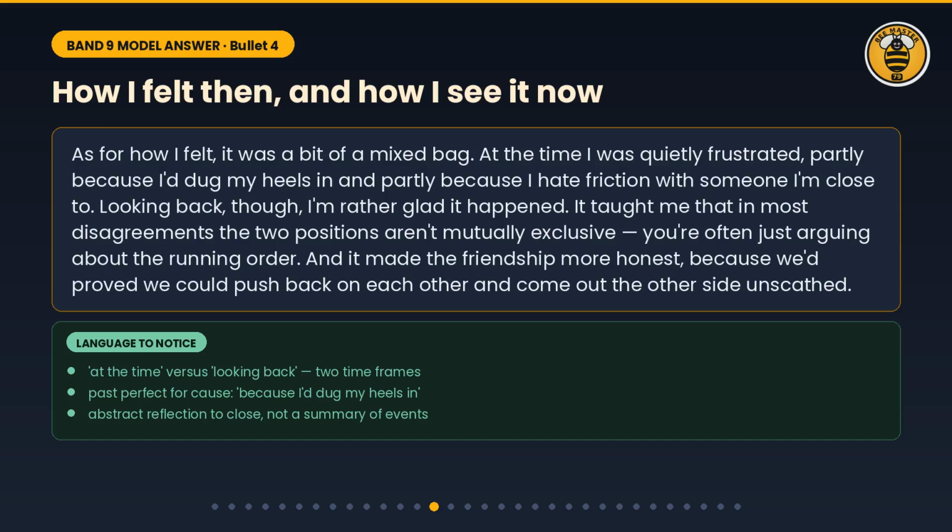And the final section, how she felt then, how she sees it now, and a reflection to close on rather than a summary.